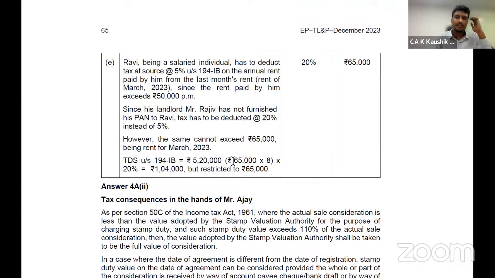65,000, it says it is restricted. Maximum cannot exceed 65,000 being rent for the March, and accordingly you will leave it there. So this is your question number 4A part 1.